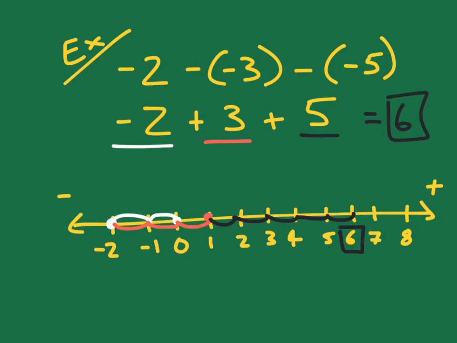All right, so you can do this however you want. As long as you get the right answer, guys, it's all I care about. But remember that the number line is a fail-safe way to do all of these problems.